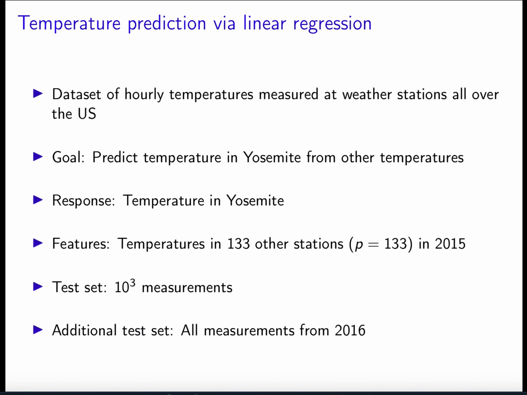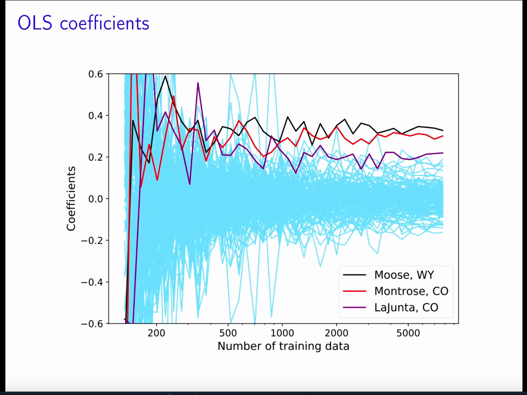Again, I'm going to use a motivating example where we're predicting the temperature in Yosemite from temperatures in other places in the US. So the response is Yosemite, and the features are the temperatures at 133 other stations. And then we obviously use a test set to evaluate.